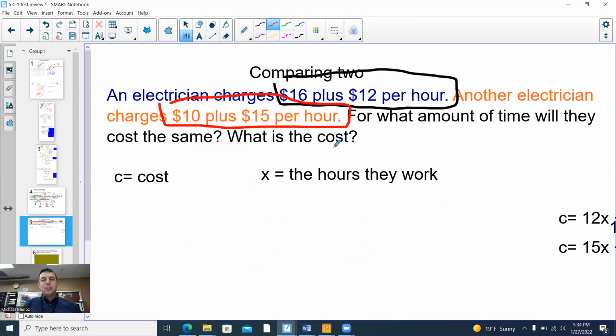So I'm going to set them equal to each other because I want to find out the amount at which they will cost the same. So if they're the same, they have to be equal to each other. So I'm going to make that into an equation.